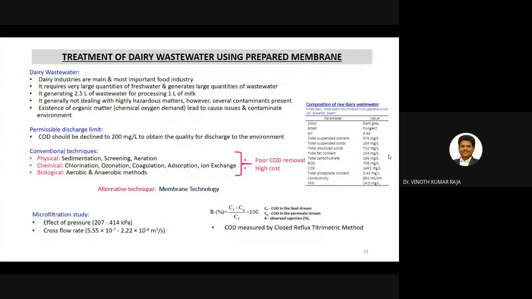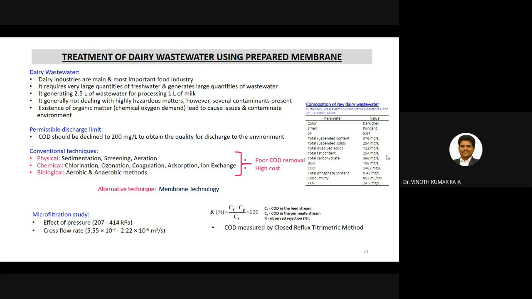And mostly this dairy industry is not dealing with any highly hazardous matter. However, several contaminants are present, especially organic matter, that is the chemical oxygen demand, which causes issues and contaminates the environment. As per the Central Pollution Control Board of India, the COD should be reduced to 200 mg per liter to obtain the wastewater quality for discharge directly into the environment.